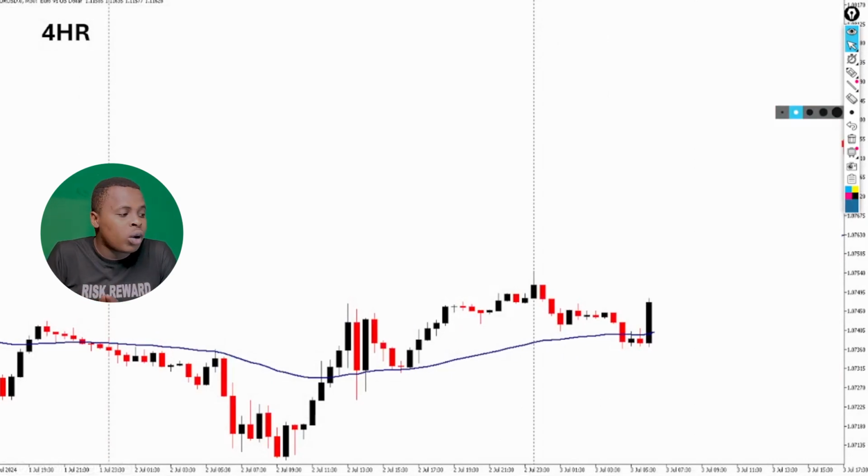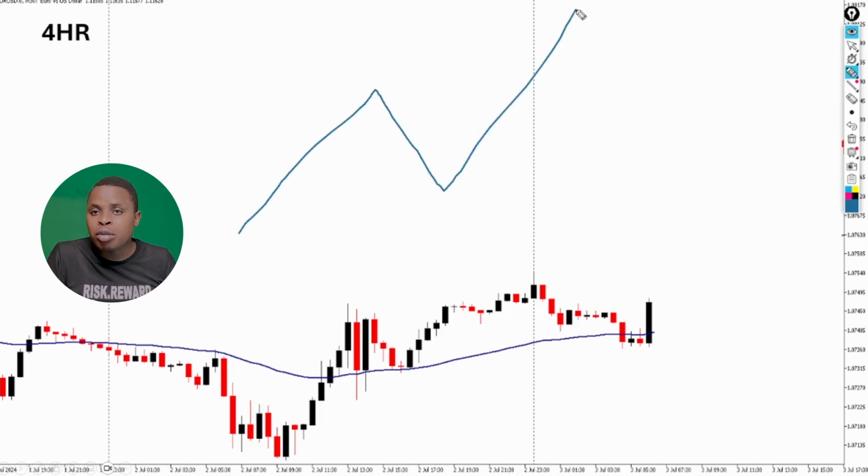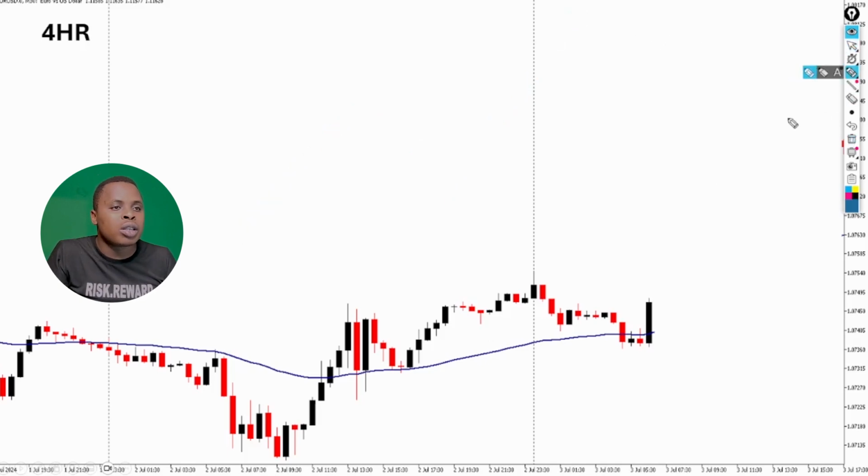So firstly, you want to identify your 1, 2, 3 move, right? Your 1, 2, 3 move is something where you see an impulsive move, a pullback, and another impulsive move, as simple as that. So in this case, which one is our 1, 2, 3 move?